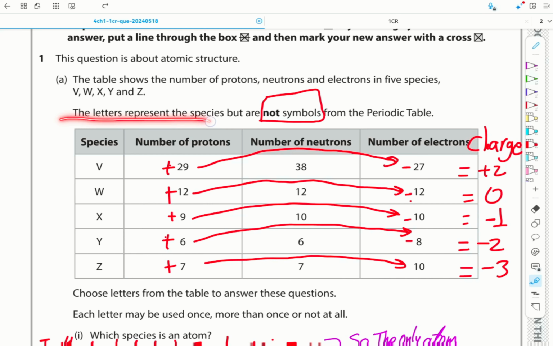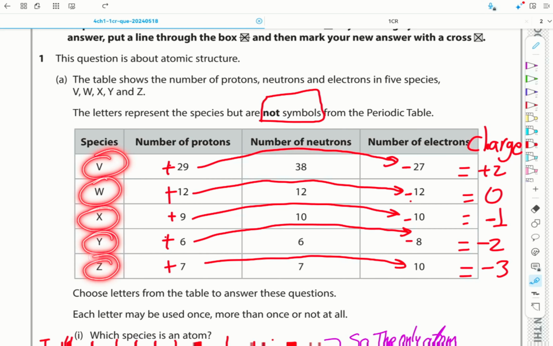So we have here species. The letters represent the species, but not the symbols from the periodic table. As you know, my friends, sometimes we don't want to represent the elements with their real symbols, so we use variables like x, y in mathematics to refer to a variable value. In here, my friends, we use V, W, X, Y, and Z.